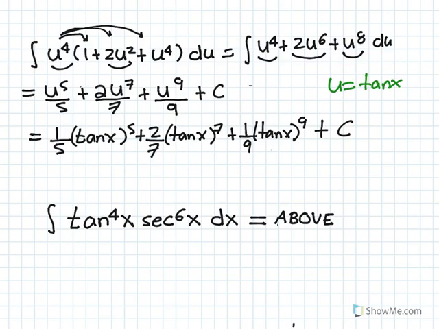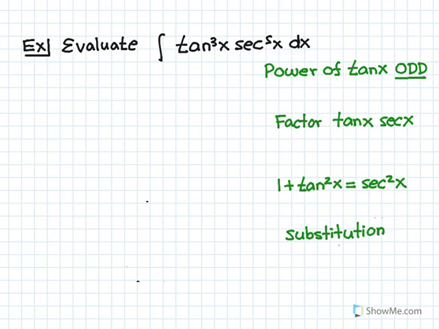All right, so what we have shown is that the integral of tan to the fourth x secant to the power of 6x dx is what we have above. Not too hard. All right, let's look at another example. In this case, the power of tan x is odd, so we're going to apply a different strategy. So let's rewrite this integrand, and we're going to factor out tan x sec x from the integrand.